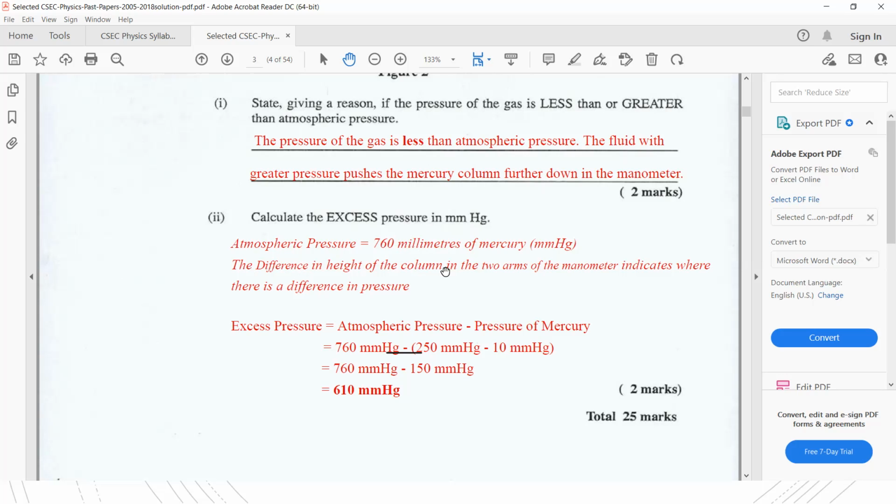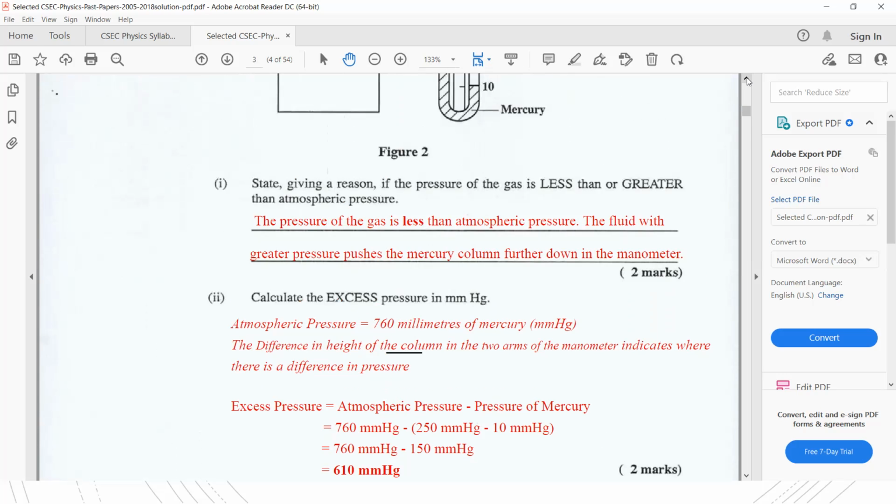The difference in height of the column in the two arms indicates the difference in pressure. So we can use atmospheric pressure and subtract from that the pressure of the mercury. We have 760 millimeters of mercury for the atmospheric pressure, and for the pressure of the mercury, that would be 250 minus 10.